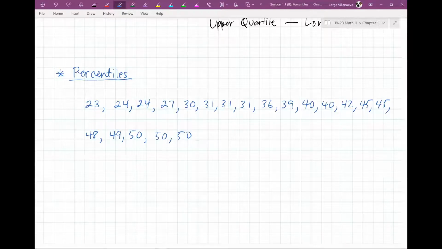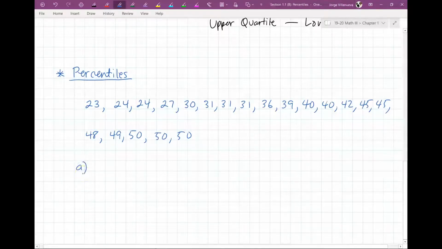So 23, 24, 24, 27, 30, 31, 31, 31, 36, 39, 40, 40, 42, 45, 45, 48, 49, 50, 50, 50. Obviously, this one's 50 pieces of data. This one's 20. So let's answer some of the questions that they're asking on your table. We'll answer them in our table. So here we go.